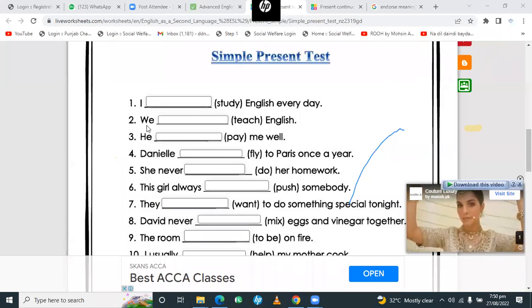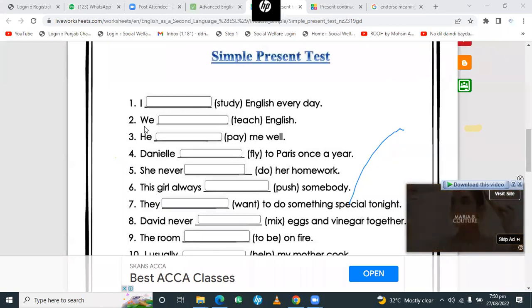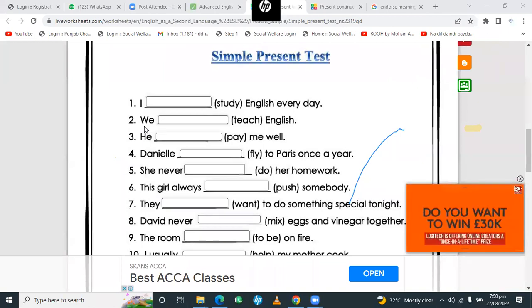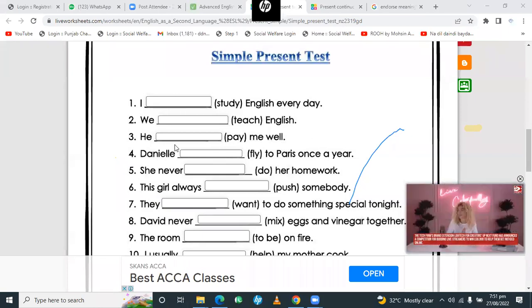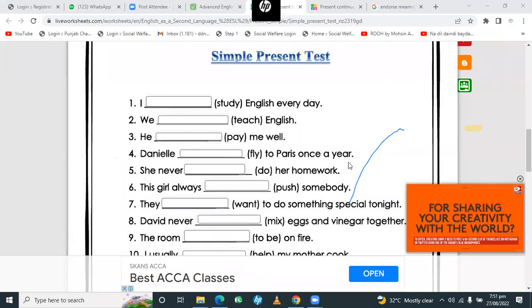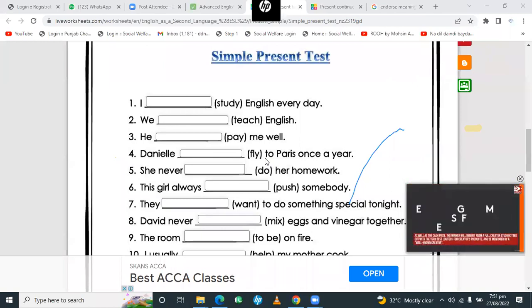Okay. Next one. We dash teach English. We dash teach English. Teach, because obviously it is plural. Next one. He dash pay me well. He pays me well. Daniel dash fly to Paris once a year. What you will write here? Flies. Yeah, IES. Definitely flies.